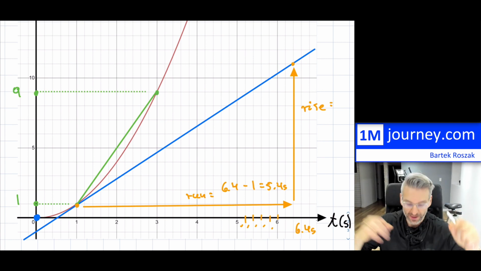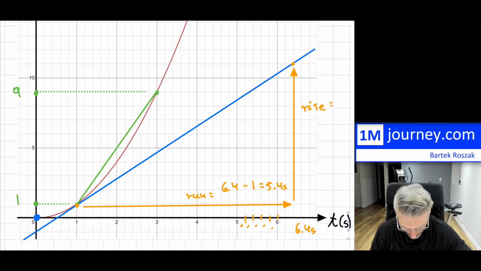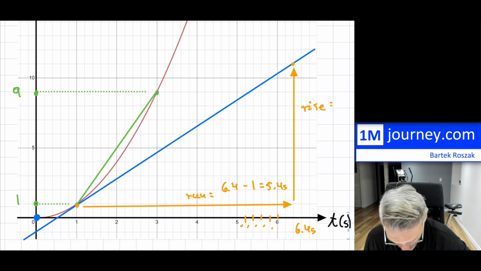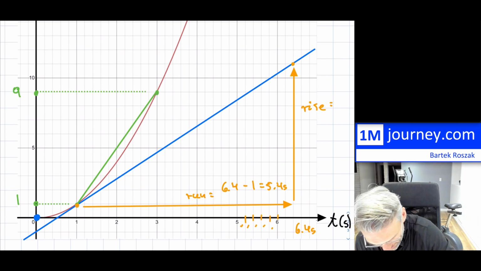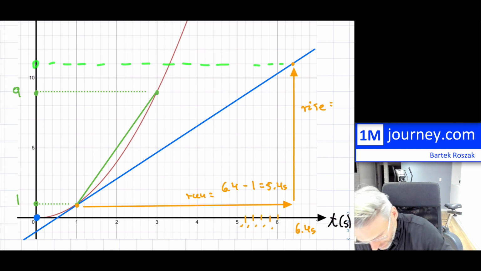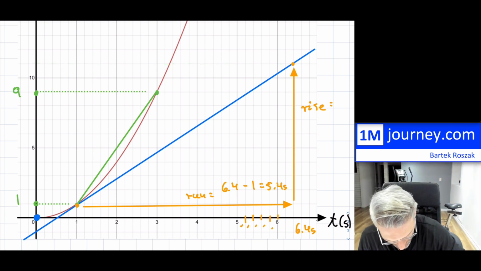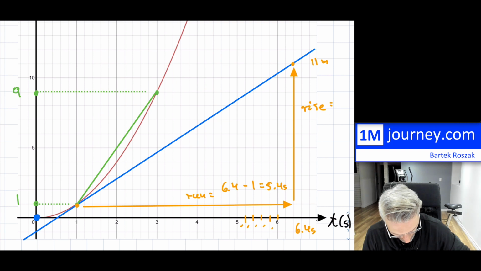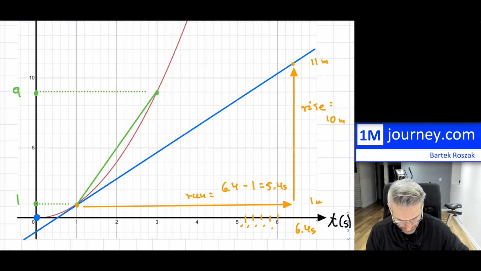So that's my run. My rise goes from 1 all the way up to 11. So this goes all the way down over here. That's 11, so that's going to be 11 meters. This is 1 meter. So the difference is going to be 10 meters. And there you have it.